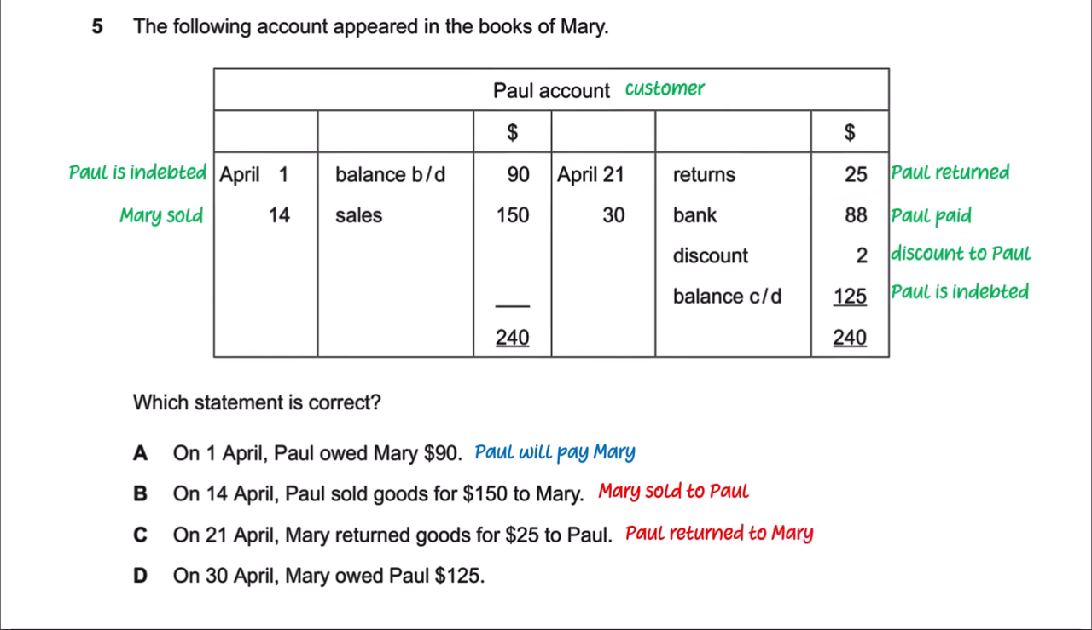Option D is written: on 30 April, Mary owed Paul $125. This option is also incorrect because Paul is indebted, not Mary. Paul has to make the payment. Okay, so the correct option is option A. I trust that was understandable.